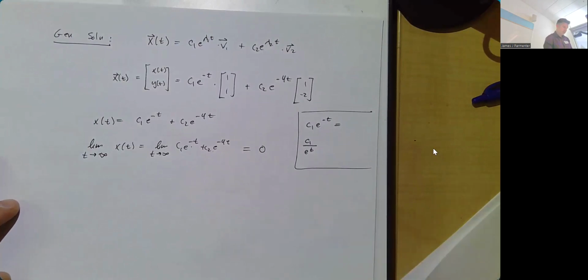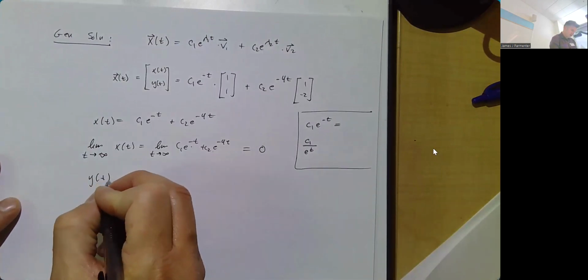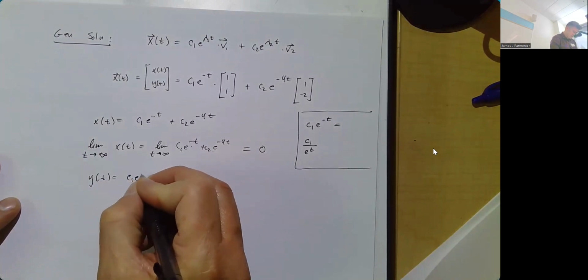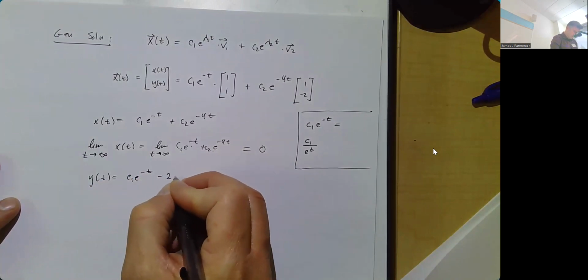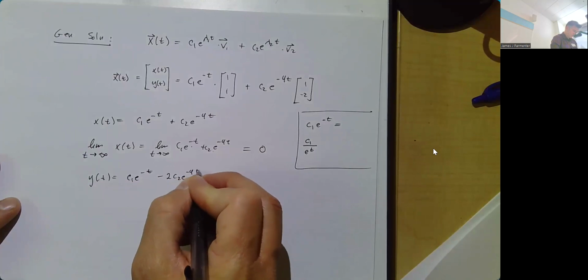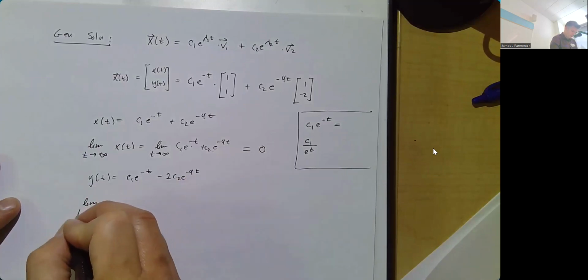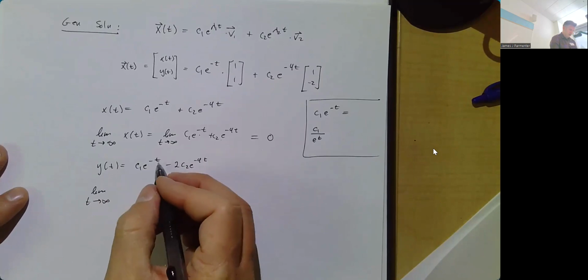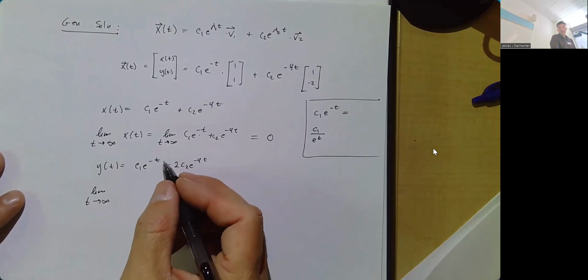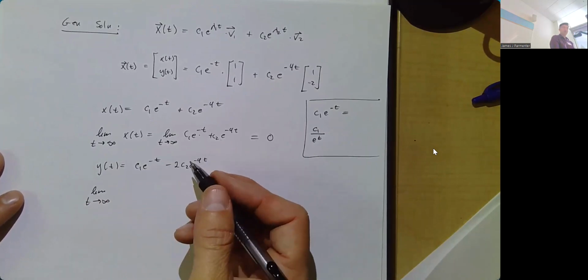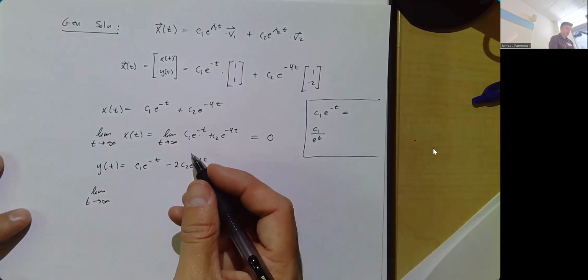And in a similar sense, for y of t equal to c1 e to the negative t minus 2 times c2 e to the negative 4t, also the limit's going to be 0 because as t gets really big, both of these t's have a negative coefficient, which means e to the negative large number is going to get super duper small.